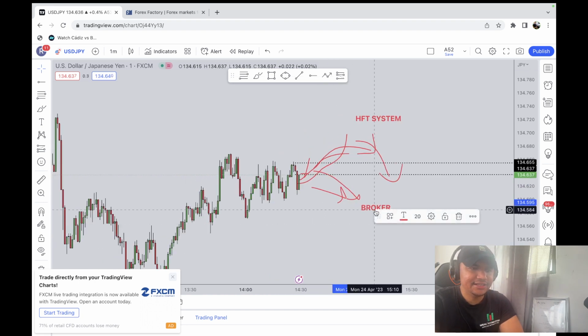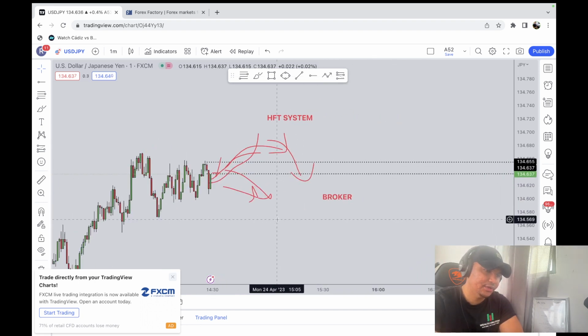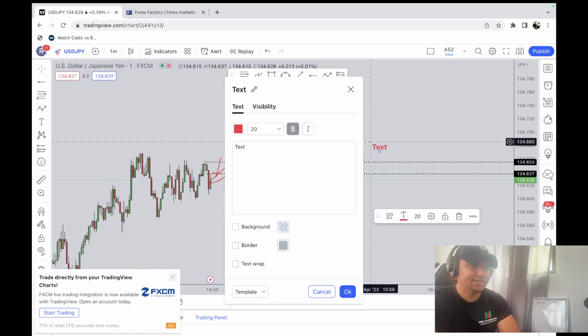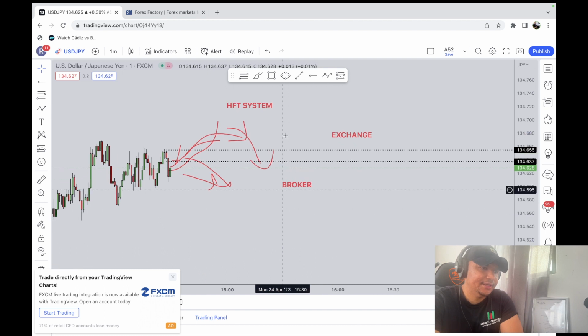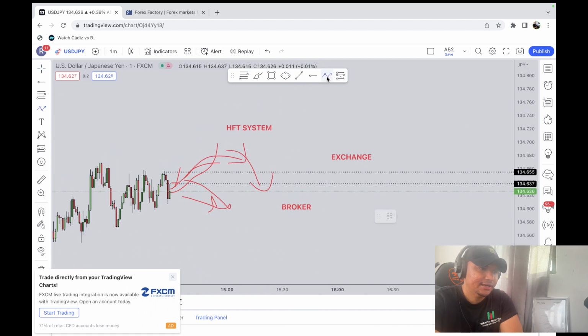Now, inside of the HFT system is a fast liquidity provider also. Now, the broker, and then you get the exchange. We're gonna call this the exchange. This is where the prices come from, right? Now, the difference between when the price gets to the exchange, to the HFT liquidity provider.